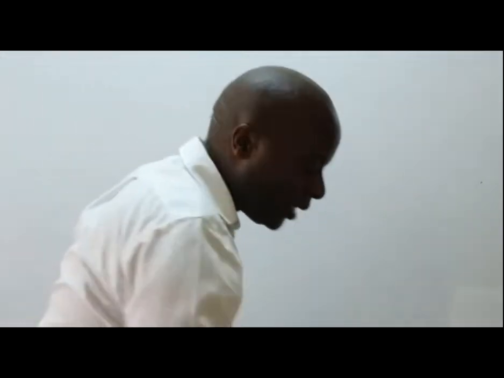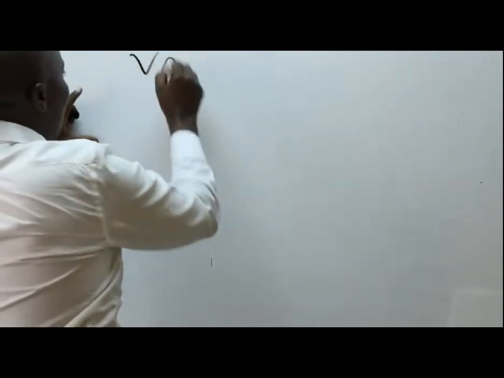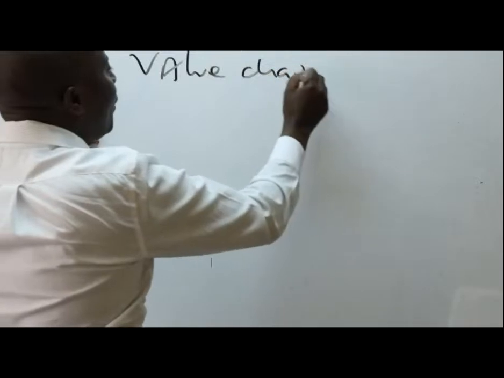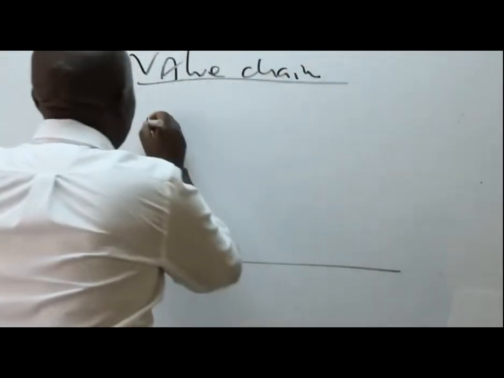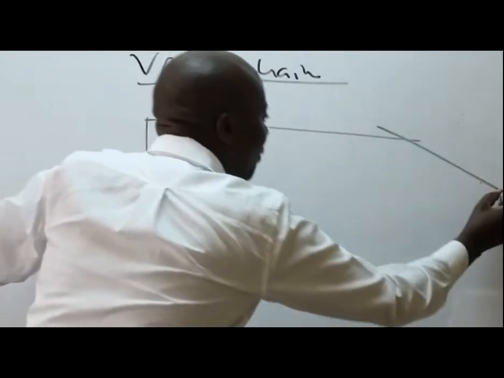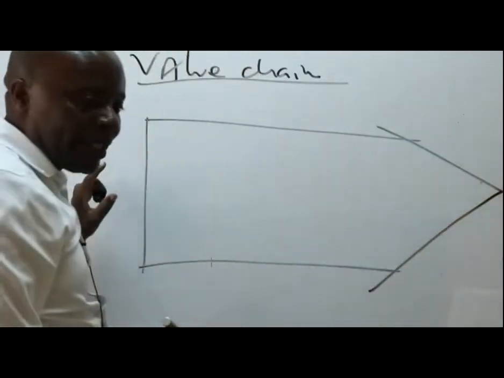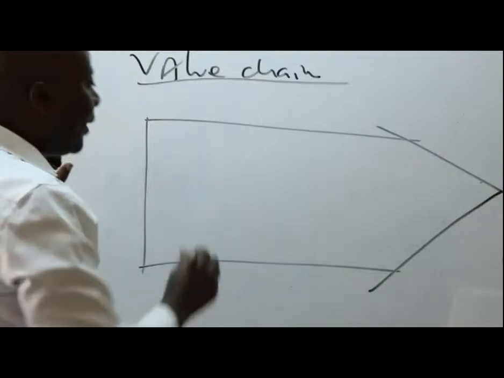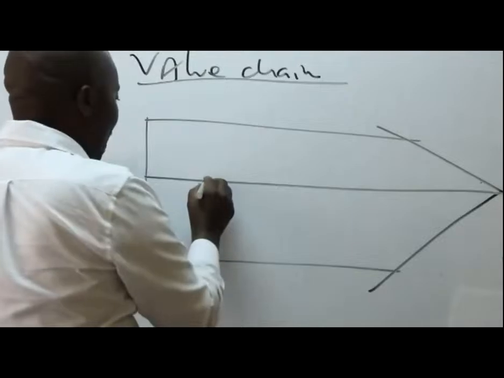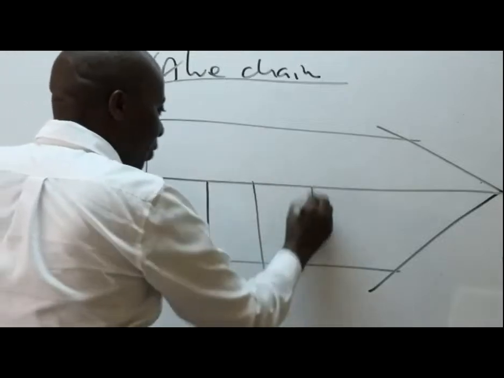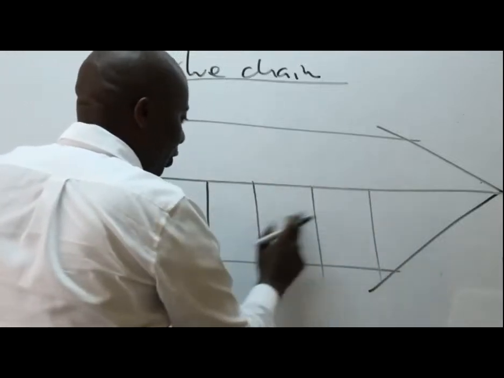You must have done this with your mwalimu. Ladies and gentlemen, this is how the value chain looks. The value chain looks like a bullet. I'm so sure most of you here have never seen a bullet, right? It looks like this. And then this value chain is divided into 2, like that. So we have number 1, 2, 3, 4, 5.